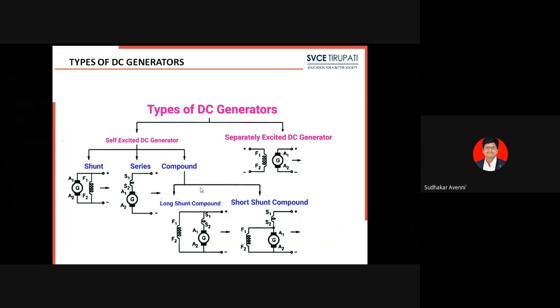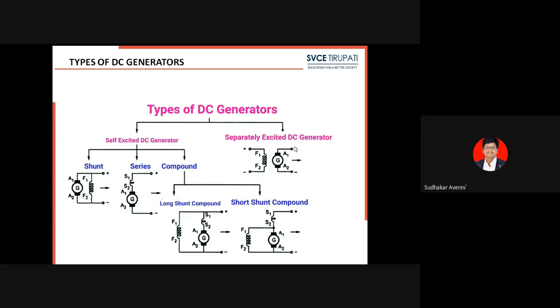In the shunt generator, the field winding is connected in parallel with the armature winding, and we call it a shunt generator. When the field winding is connected in series with the armature winding, the generator is called a series generator. The combination of shunt field winding and series field winding connected with respect to the armature winding, that generator we call a compound generator.